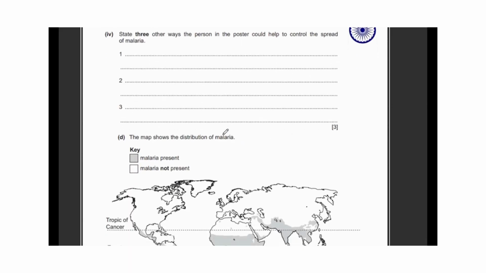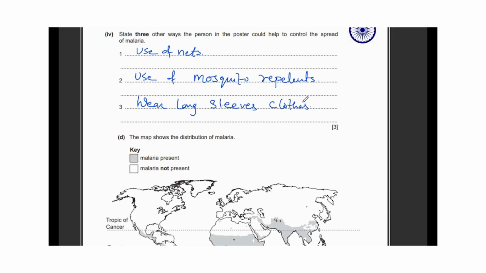Moving to the next one, state 3 other ways the person in the poster could help to control the spread of malaria. Now, first thing, use of net, right? Next one, use of mosquito repellent. Third and very important one is spray the house, or you can write it as you wear long sleeves, which covers your body so that you will get protected from the mosquito bite.